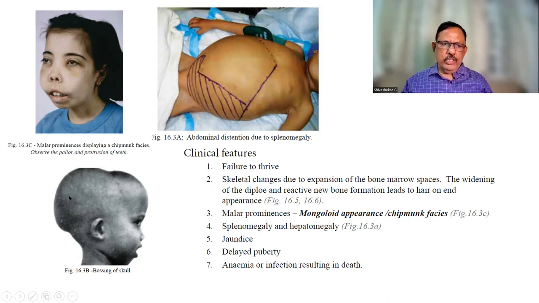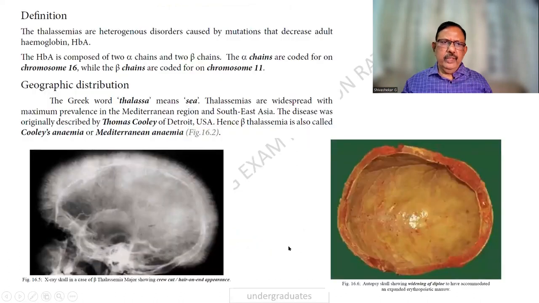Look at the frontal and the occipital bossing of the skull in this case, and the hepatosplenomegaly in a patient with beta thalassemia. So this is what I had said. You find that this is the marrow space. There is an outer table and an inner table, and in between is the marrow space. Owing to anemia, there is an expansion of it, and that causes this kind of widening of the skull bone. At the same time, there is a reactive new bone formation, which results in a hair-on-end appearance.